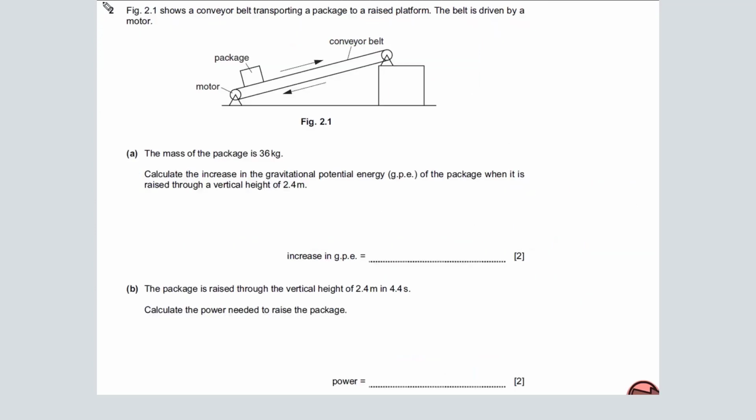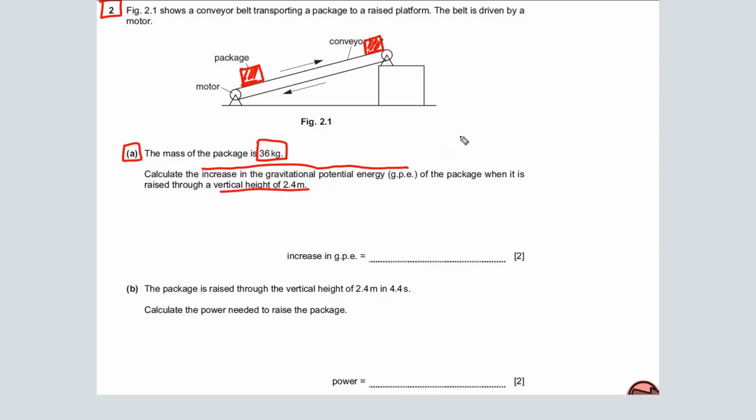Let's try to answer question 2 now. For question 2, it is given to us that there is a package, and this package is raised by a motor. So here is the package, and let's say this package goes to this point. We can also draw the package here. Part A is asking us to calculate the increase in gravitational potential energy. The mass of the package is given. The mass is equal to 36 kg, and the vertical height is also given.